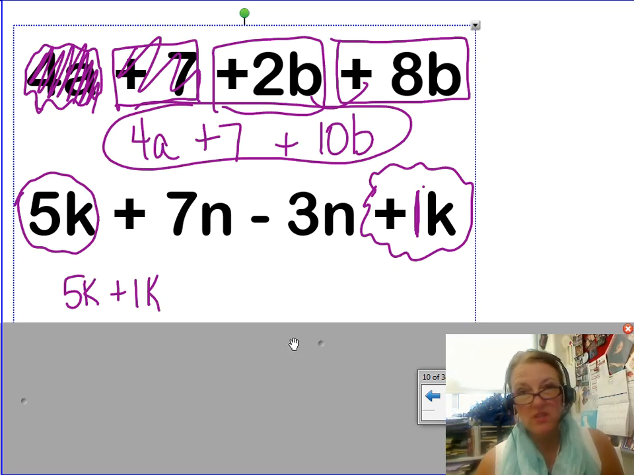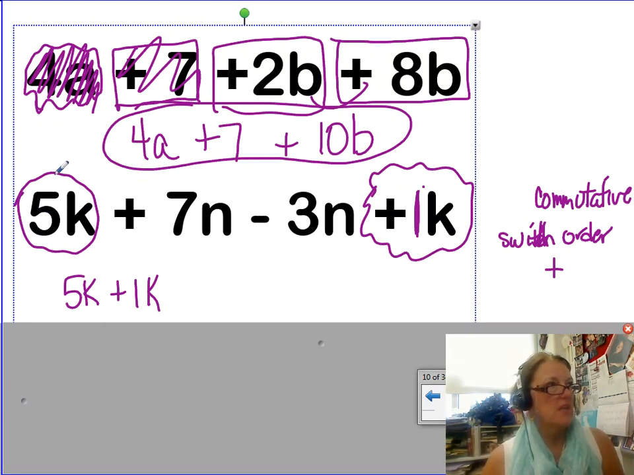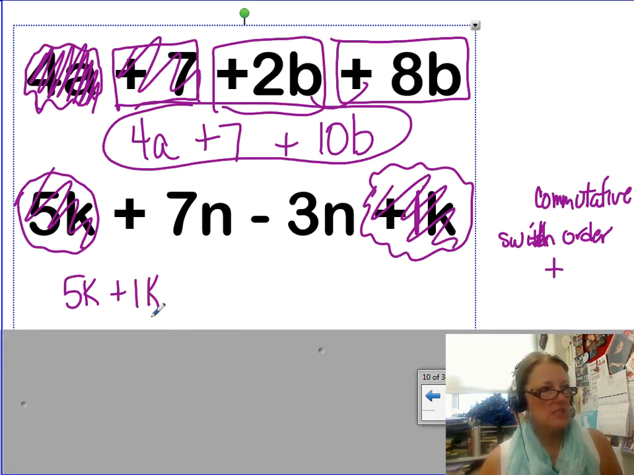I'm rearranging the order, which is legal because in addition, there's this little property called the commutative property that says I can switch the order. I can switch the order when I add, and I'll still get the same answer. So it's a legal move to do. All right, so I can take these two and combine these two together, and that will give me 6k's.